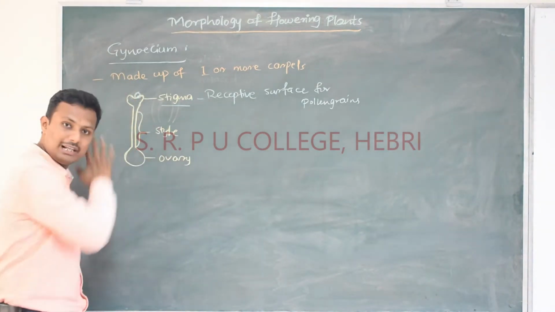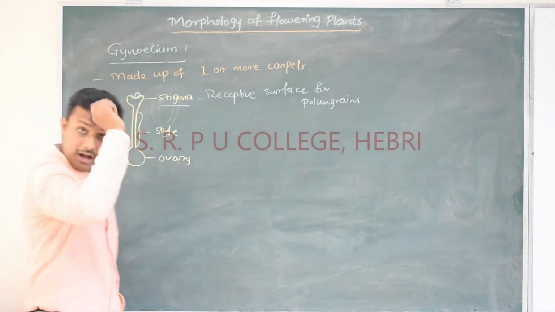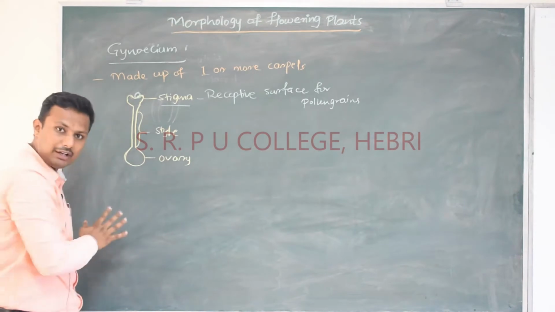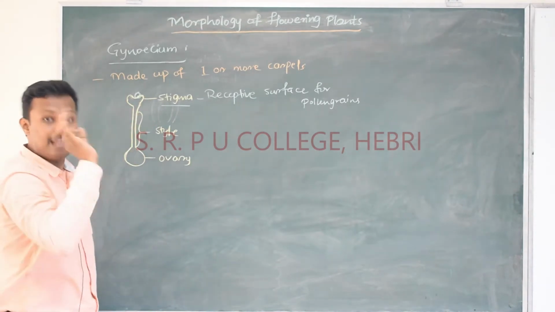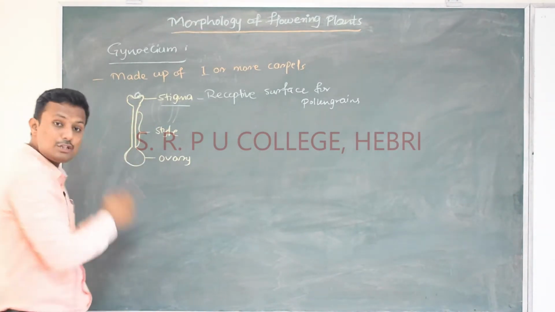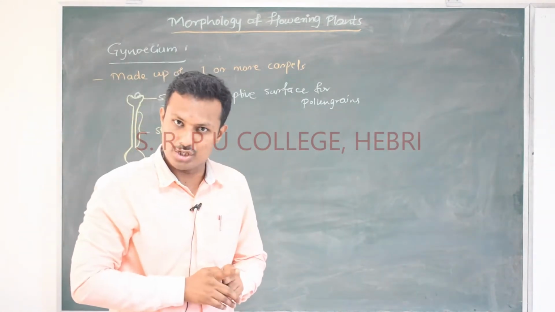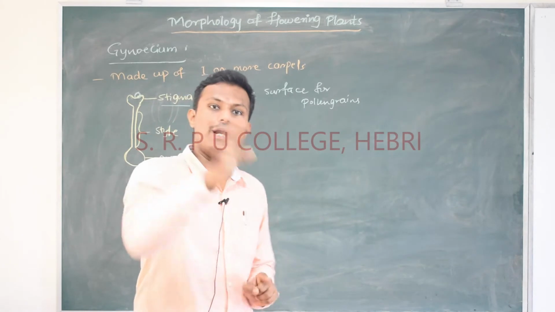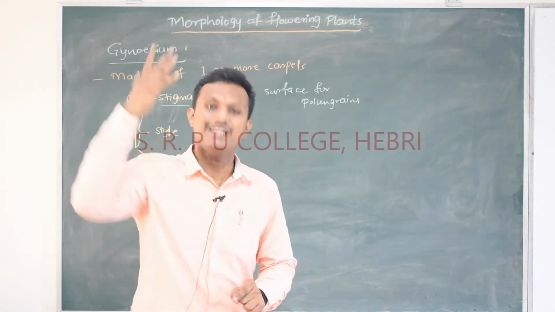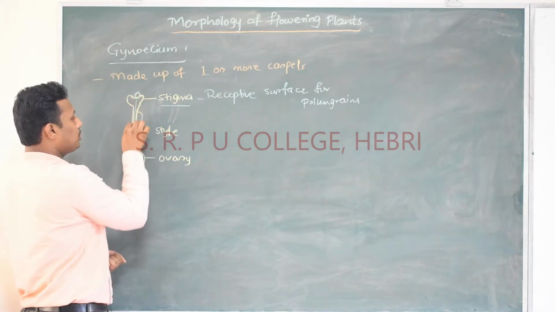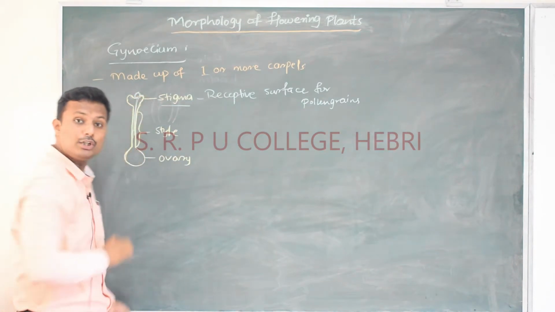So again specifically, if this pollen grain is specific, if this pollen grain is able to germinate, or if this pollen grain is compatible with this particular gynoecium, then only it will be allowed to germinate. When we say germinate, this pollen grain from here produces a tube-like structure, which we call the pollen tube.